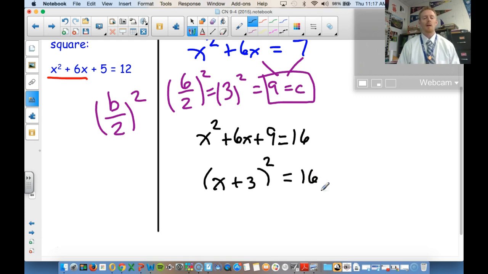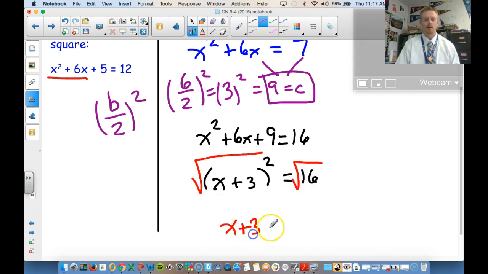Now our job is to solve this. We use that square root property, so we're going to take the square root of both sides to get ourselves x plus 3 is equal to a positive or a negative square root of 16, which is 4. Now from here we have two problems left to do.